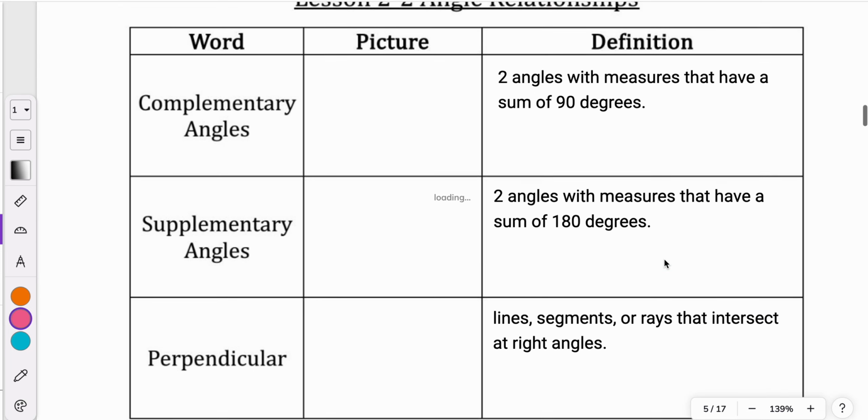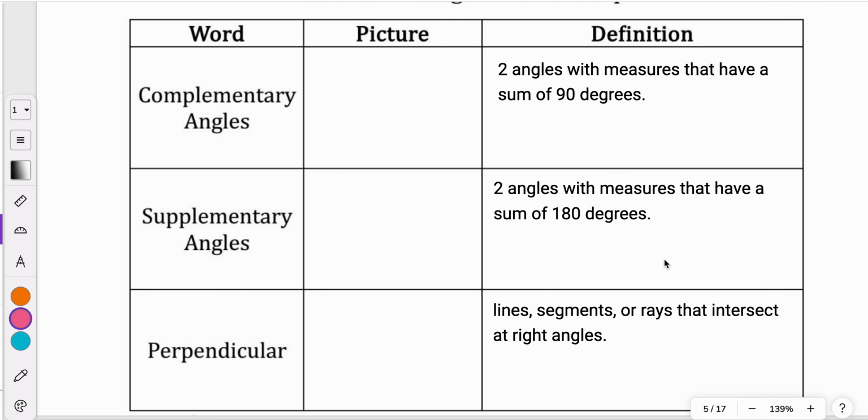We're going to get started with some vocabulary words. If you need to pause the video at any time so you can make sure you've got some stuff copied down, please feel free. But we're going to start right now with complementary angles. Those are two angles with measures that have a sum of 90 degrees. So say if you have a 30 degree and a 60 degree angle, and this is maybe not drawn to scale, but that's essentially what we're going to look for, equaling 90 degrees.